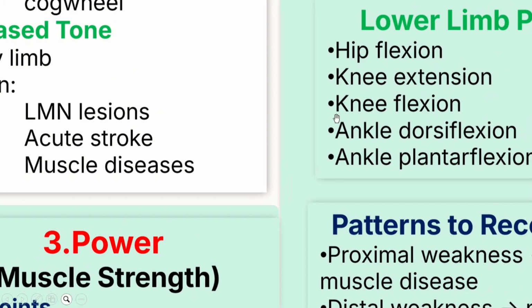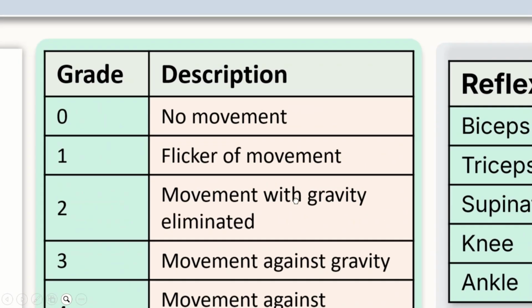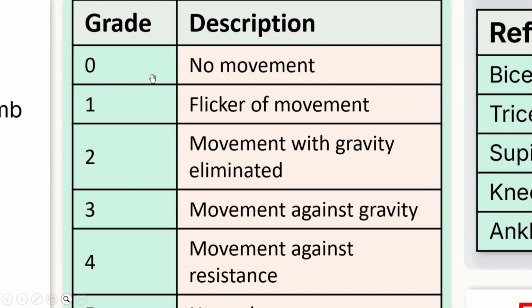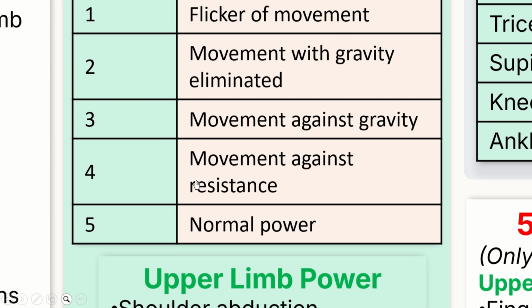So we're going to grade the power, and this is how you would. If there is no movement, the patient can't really move the arm, then you'll say no movement. You are going to grade them as power 0. Then if they have a flicker or they can move the arm a bit, then that's grade 1. If they can move with gravity eliminated, that is horizontally, if they are lying down, they should be able to move it from side to side. That is grade 2. If they can move it up against gravity, then that's grade 3. And then if they can move it against resistance, that is grade 4. And if they feel like they have normal power, then you are going to give them a grade 5. And this is how you're going to test for the power.